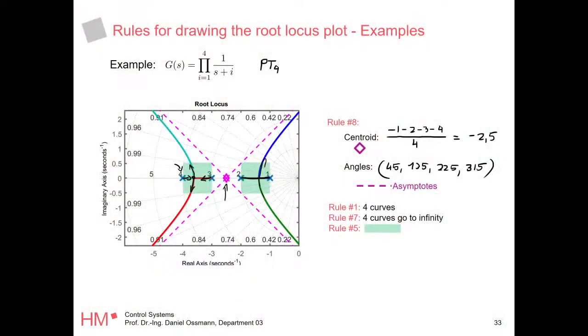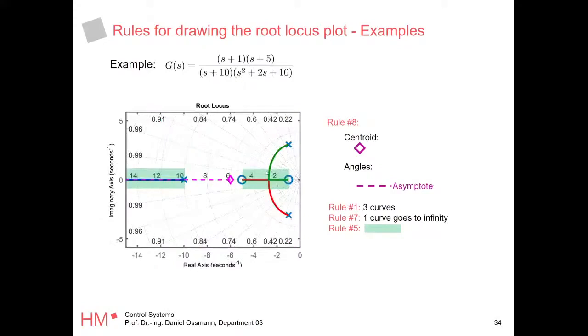Okay, next example is a system which has 3 poles and 2 zeros, right? So we've got 3 poles and we've got 2 zeros here. And what we see is that these poles here, this is a second order model which has conjugate complex poles, right?